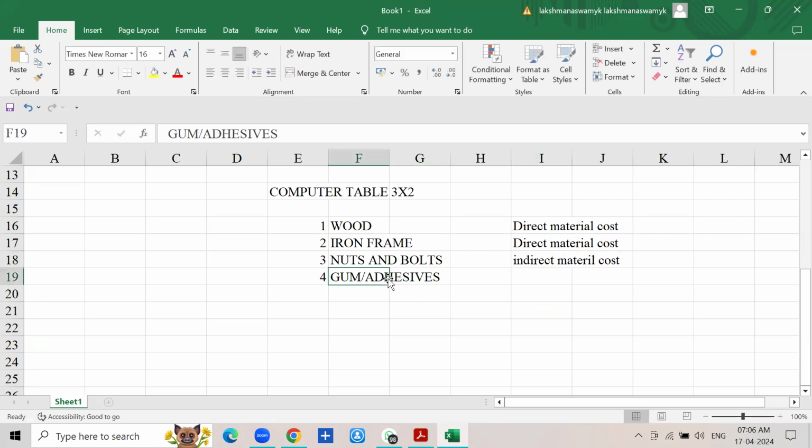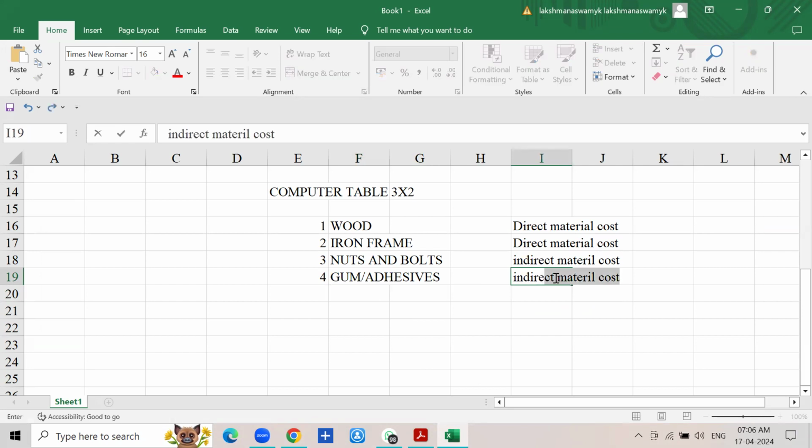Right? Now, gum and adhesives. See, you cannot even measure how much of the gum you have used in manufacturing the computer table. Or by some means, you are able to measure, right? The quantity of the gum you have used in the manufacture of one computer table. But what is the proportion of the cost of the gum when compared to total cost of the product? Very, very less. So this is also called indirect material. And the cost of gum and other adhesives is indirect material cost. Like that. One more example. Take the shirt.